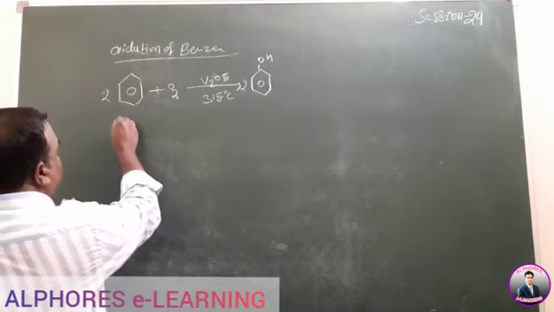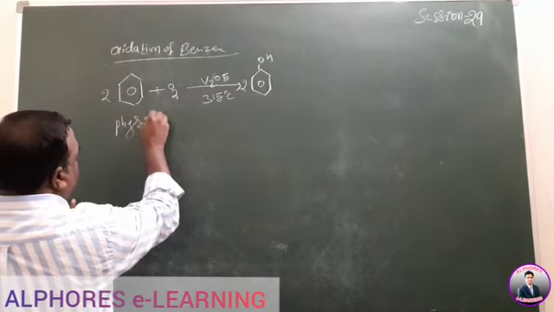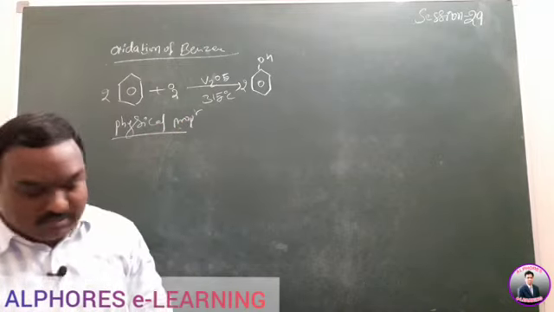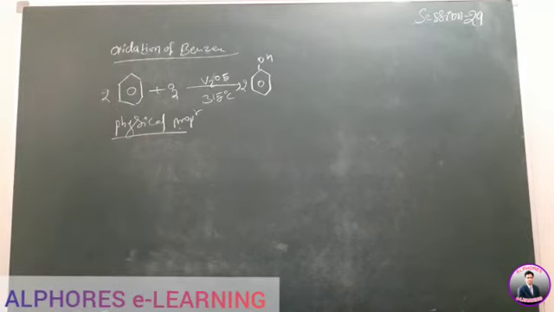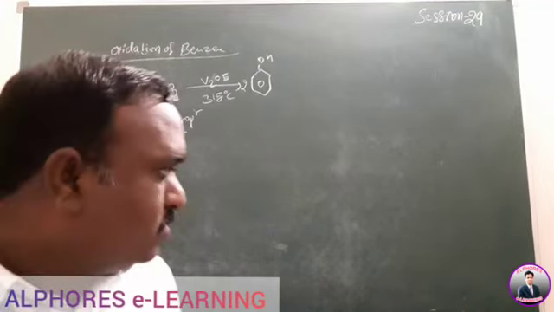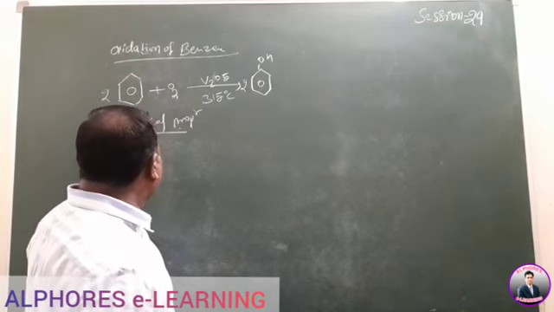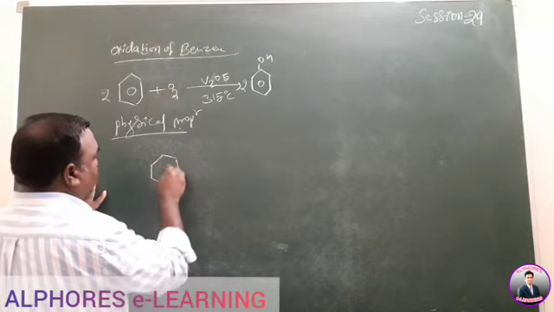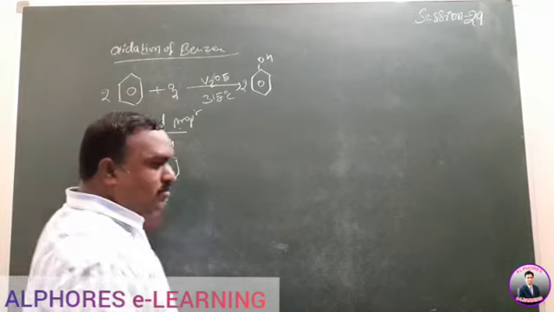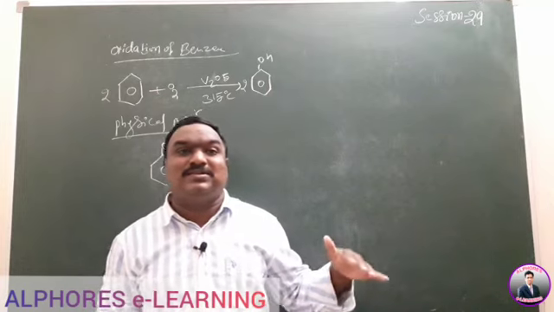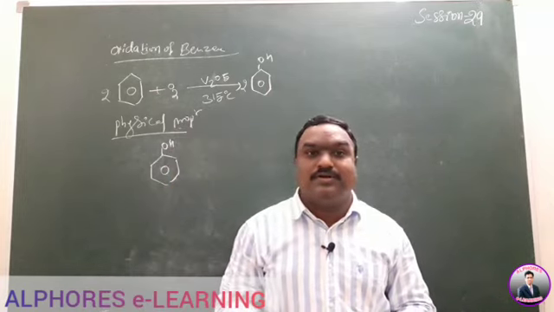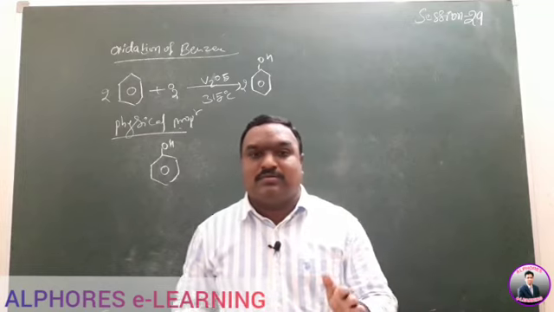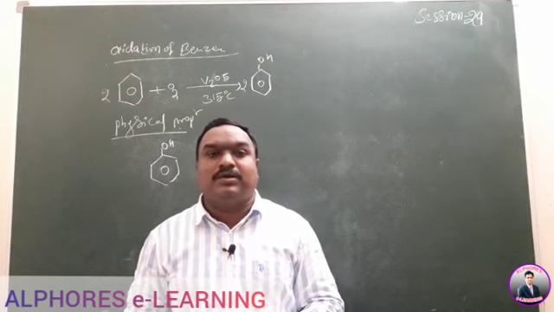Now, physical properties of phenols. So we'll see right now the physical properties of phenols. A phenol is a colorless crystalline deliquescent solid compound. When exposed to air, it converts into a pink color compound.